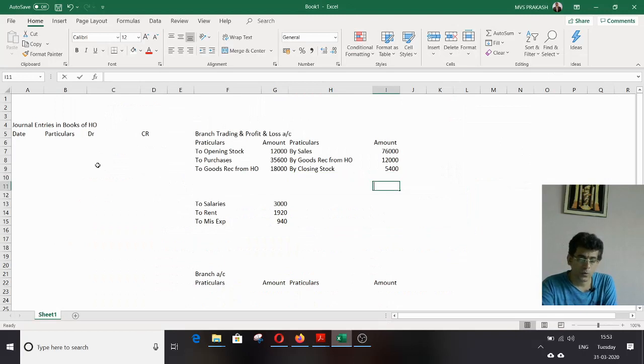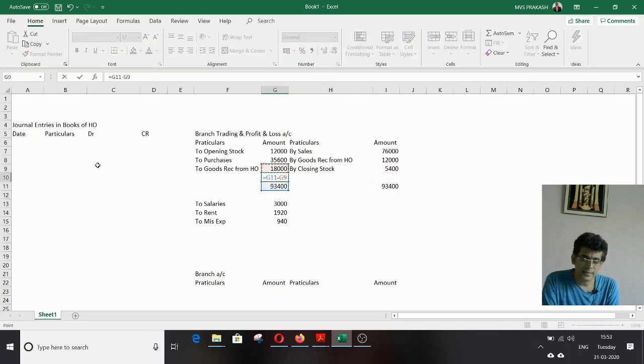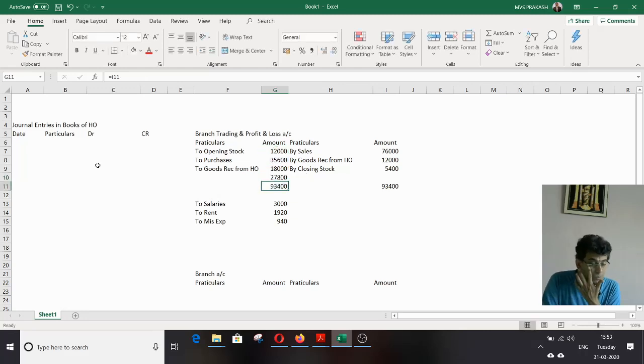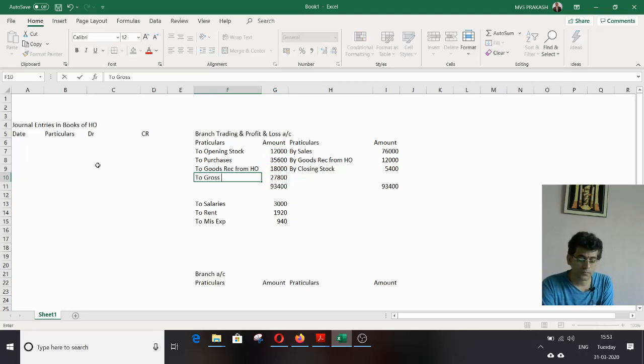Now if I close my trading account, the total in my trading account is going to be this. What is the balancing figure? The balancing figure is something called my net profit. Sorry, gross profit. To gross profit. I will call this gross profit. Now let me put this as your balancing figure. I will call this your balancing figure.